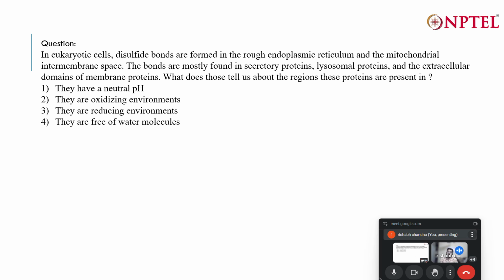In eukaryotic cells, disulfide bonds are formed in the rough endoplasmic reticulum and the mitochondrial intermembrane space. The bonds are mostly found in secretory proteins, lysosomal proteins, and the extracellular domains of the membrane proteins. What does this tell us about the regions these proteins are present in? So, what can be the correct answer?